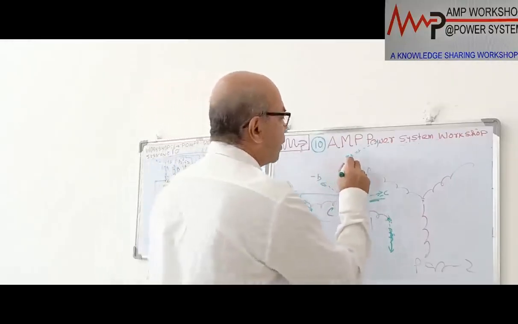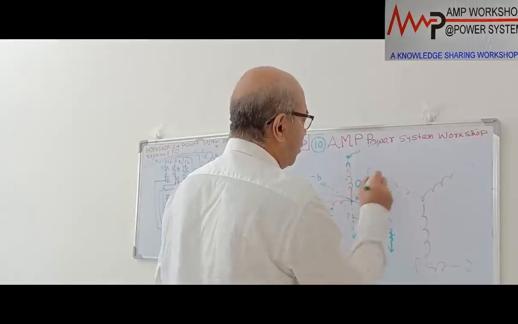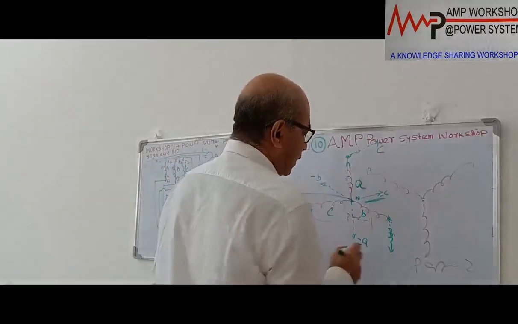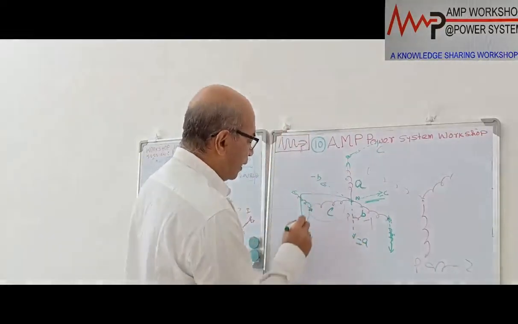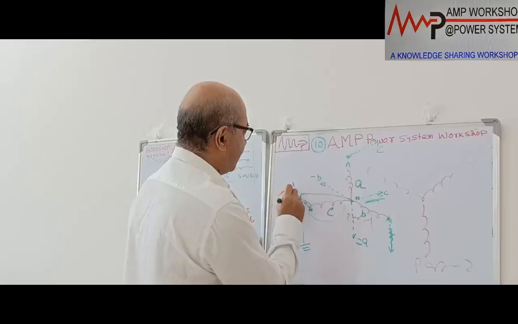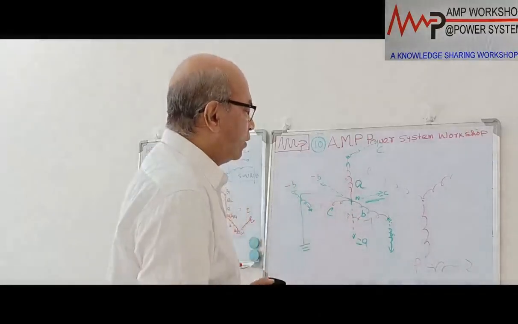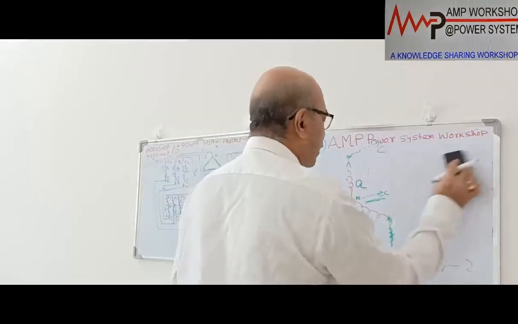That means here we have to connect C, here we will connect minus A, here we will connect minus B. Then we can cancel each other. So that is how we are doing this, and we can draw it here.